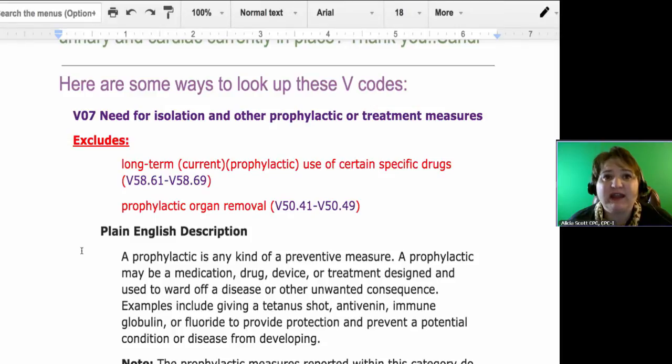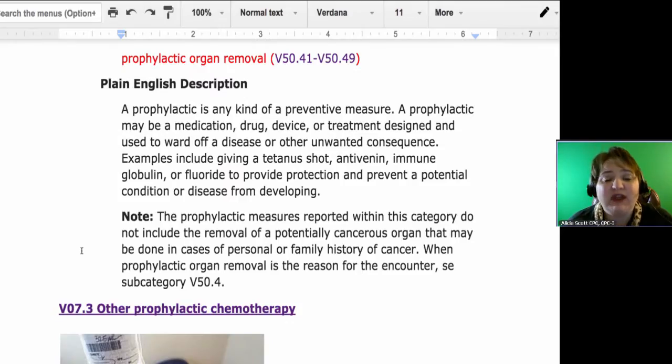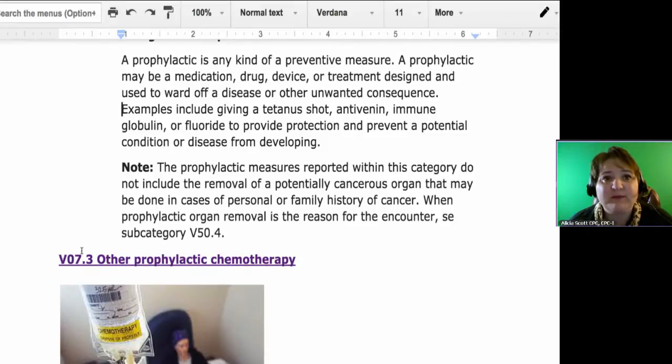Let's just look at what prophylactic means. A prophylactic is any kind of preventative measure. A prophylactic may be a medication, drug, device, or treatment designed and used to ward off a disease or other unwanted consequence. The examples they give are a tetanus shot, antivenom, immunoglobulin, or fluoride to provide protection and prevent a potential condition or disease from developing. They also note that prophylactic measures reported within this category do not include the removal of any potential cancerous organs and so on and so forth.